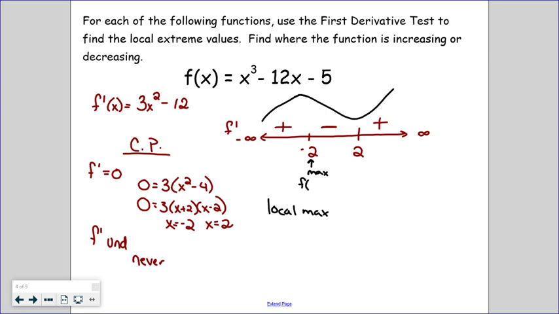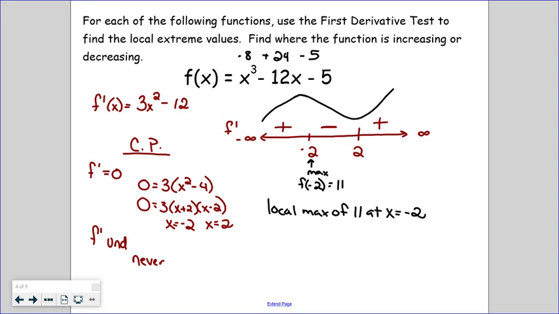Well, that's where I just plug it back into my function. So now I'm going to plug f(-2) into the original function to see what the value is of that maximum. So if I plug -2 into that, let's see, I would get, what, -8 plus 24 minus 5, 11. Okay, so I get a local max of 11 at x equals -2.